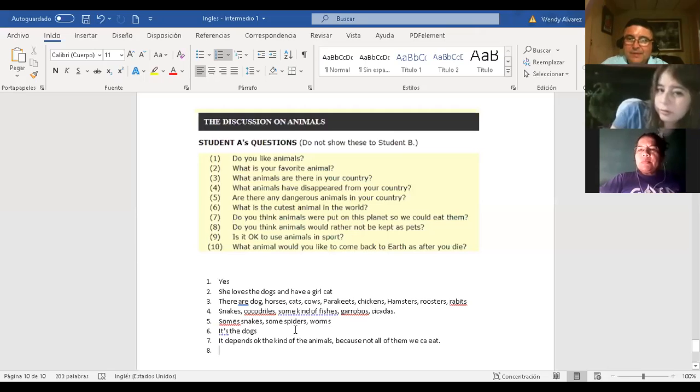Teacher, I don't understand the number 7. Number 7, do you think animals... No, the eight. Number 8. Do you think animals would rather not be kept as pets? So, in other words, do you think animals prefer to be captive? Okay. No, I think they want to be free. Yes. They want to be free.